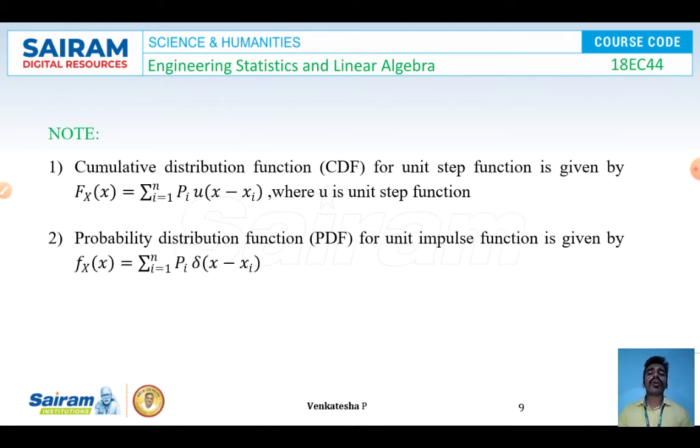A small note on unit step function and unit impulse function. To calculate the CDF for unit step function, the formula is given by F_X of x equal to summation i from 1 to n of p_i u of x minus x_i, where u is nothing but the unit step function. Similarly, to calculate the PDF for unit impulse function, or we can call it a delta function also, the formula is given by small f_X of x equal to summation i from 1 to n of p_i delta of x minus x_i. So as I told, the PDF can be useful for the discrete random variable case also.